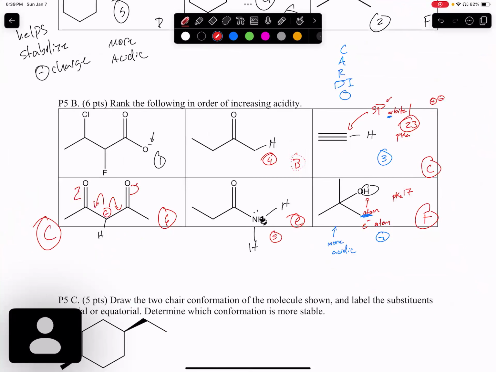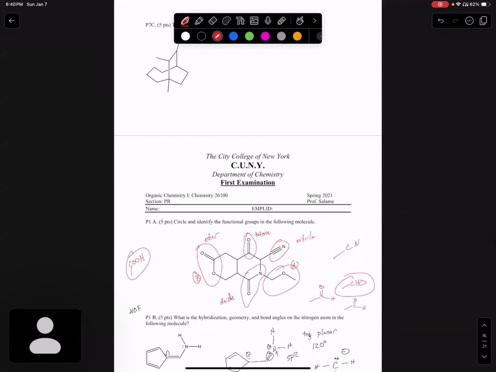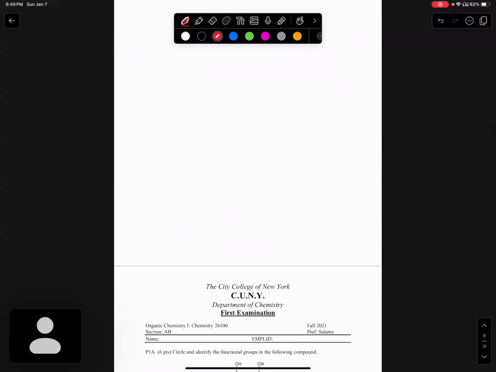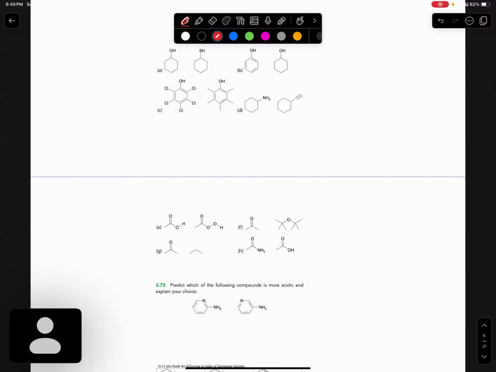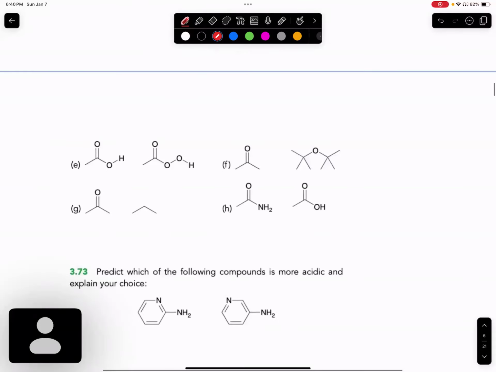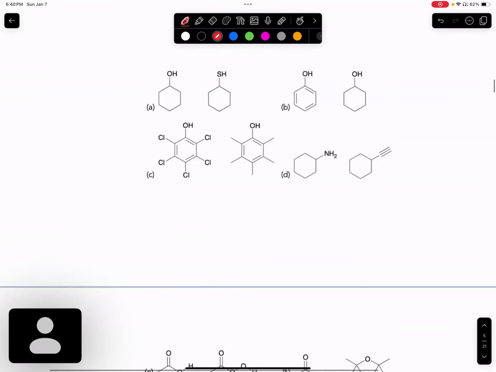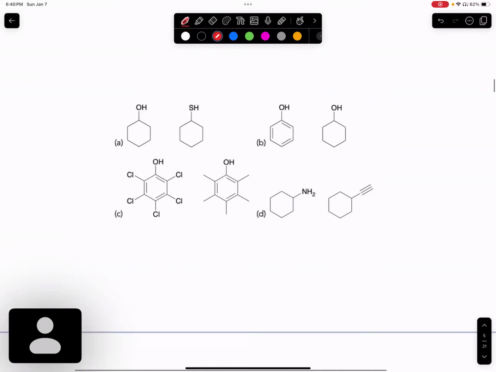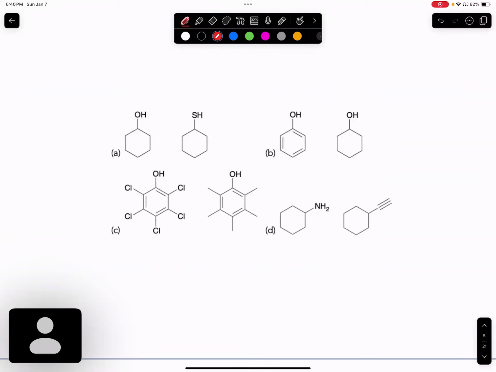Let's see. There's a question from the chapter that you should figure out. These are good. Okay, let's just quickly do these. Which one is the more acidic hydrogen in each one of these cases? And tell me why. Somebody answer for A. It would be the second one. Why?